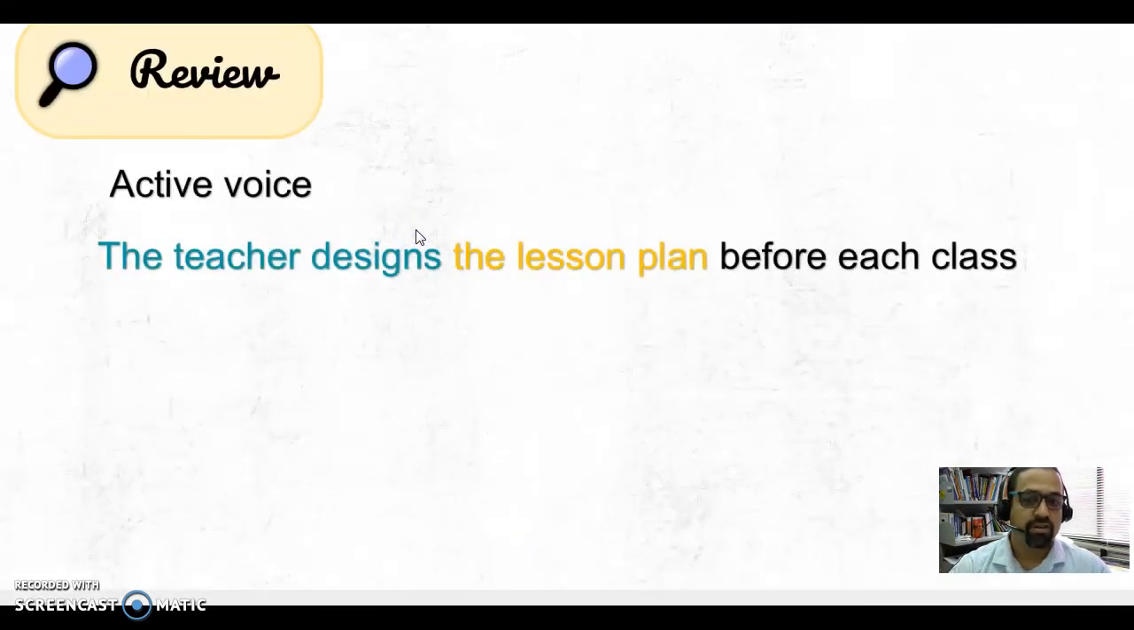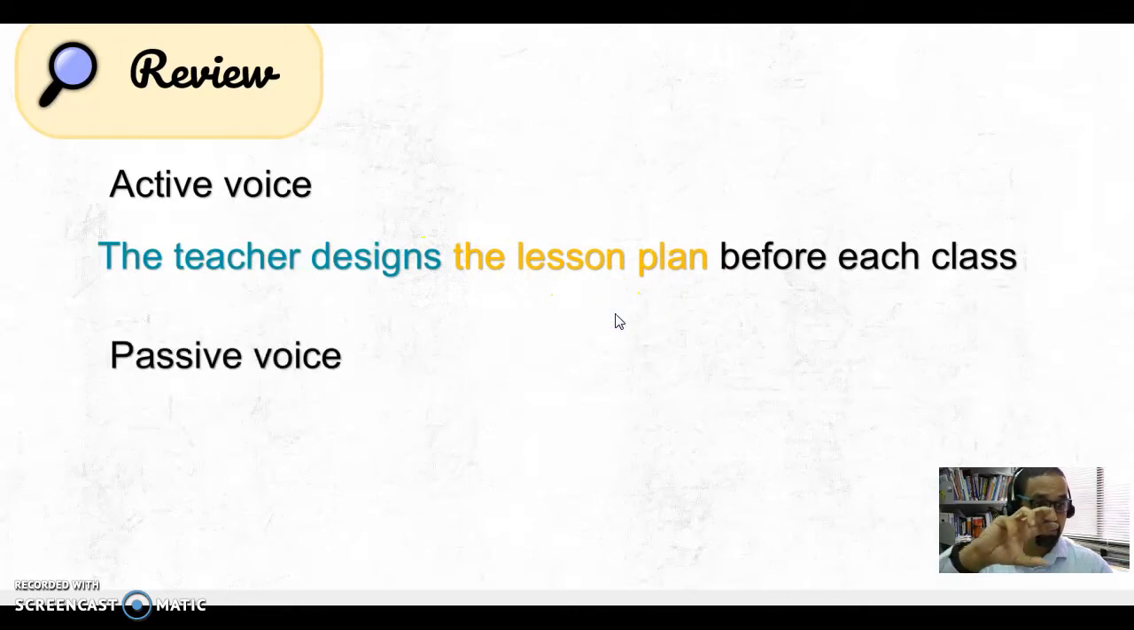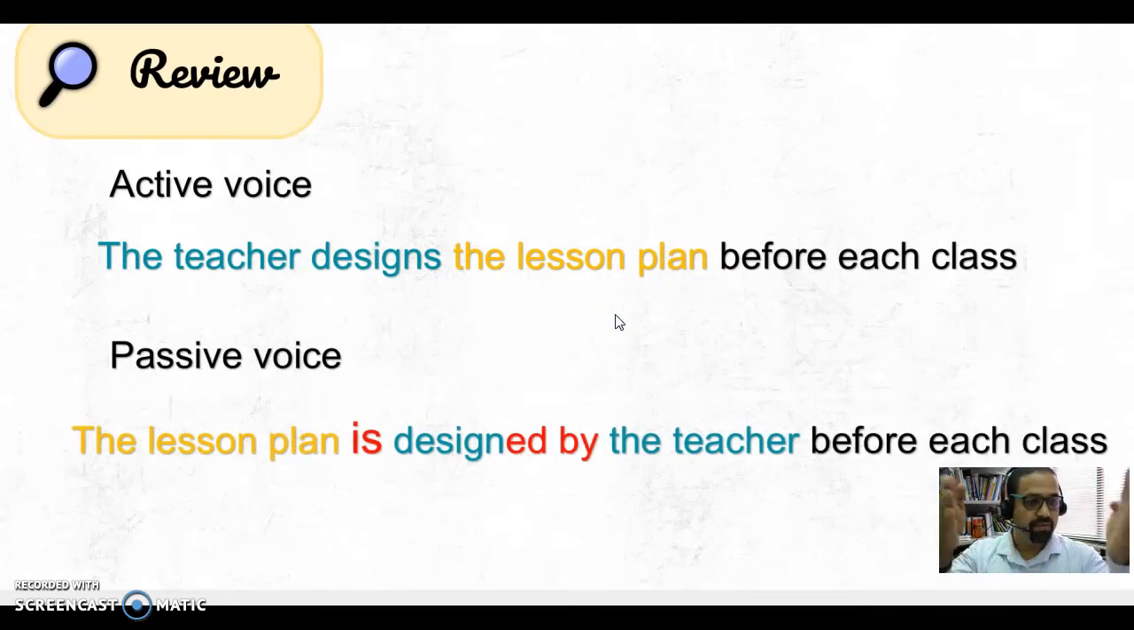First example: the teacher designs the lesson plan before each class. In this case, in the active, who does the action? The teacher. What does he do? He designs the lesson plan. Now, if you want to talk about passive, look at the change that we make. We put first the lesson plan, from here to here.